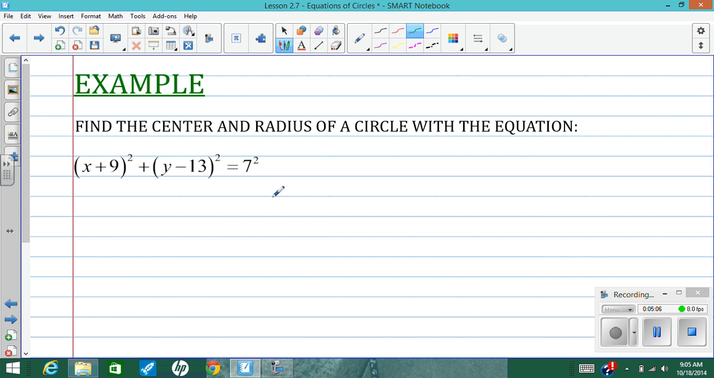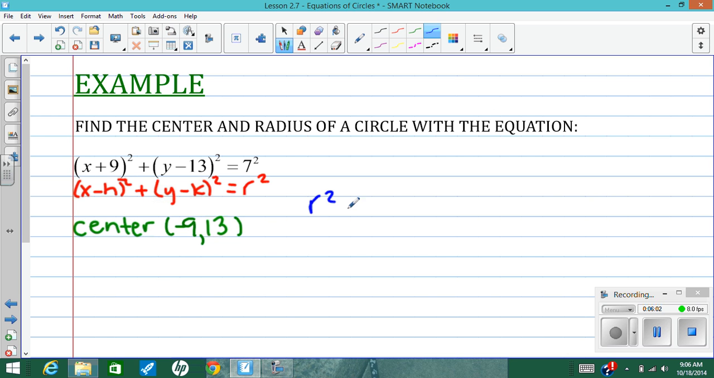Pause the video again here and find the center and the radius of this circle that I've given you the equation to. Again, I like to start with writing the equation, and I'll write it underneath. You can write it on top. No reason why either is better. And now I can figure out my center. Remember, my center is h, k. What number do I plug in here for h to make x minus h become x plus 9? That's a negative 9. To make y minus k become y minus 13, I need to plug in positive 13. So my center is negative 9, 13.